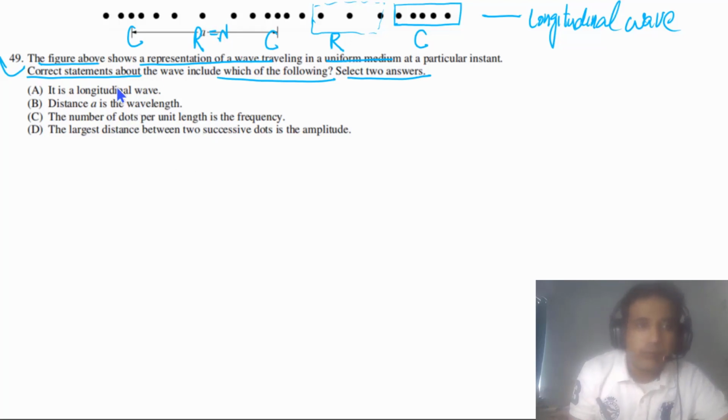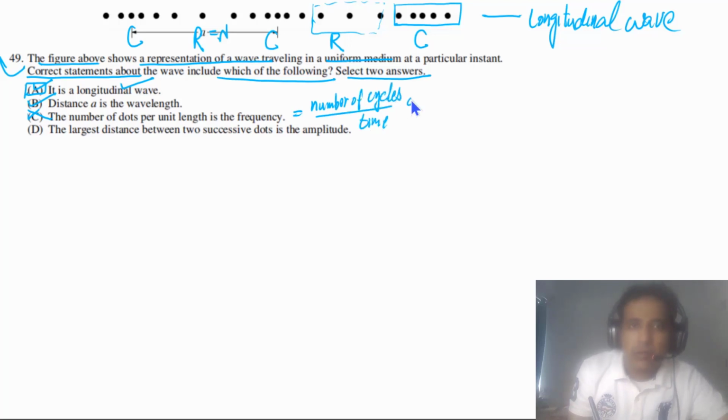Now if you look at option A, it says it is a longitudinal wave. Yes, this is correct. Distance A is the wavelength. Yes, this is correct. The number of dots per unit length is the frequency. This is incorrect. Frequency is the number of cycles completed by a particle per unit time. That is the frequency. So this is incorrect.